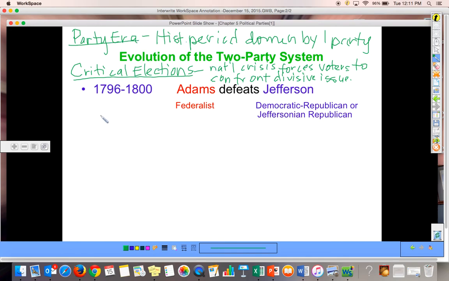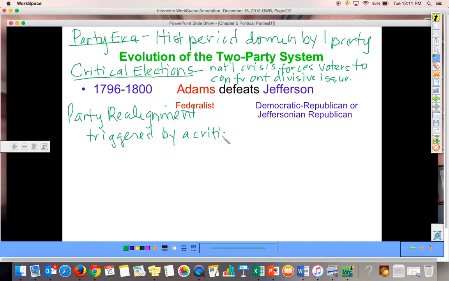The last one that I want you to understand is called party realignment. Party realignment is triggered by a critical election that I just described. The majority party becomes the minority party, and the minority party becomes the majority party, or the new dominating party in the party era. So keep those terms in mind as we go through this.